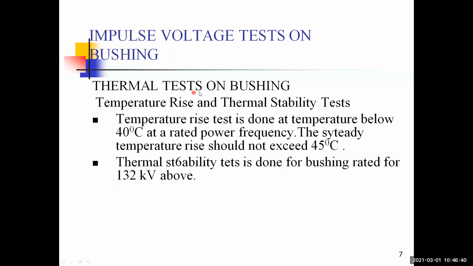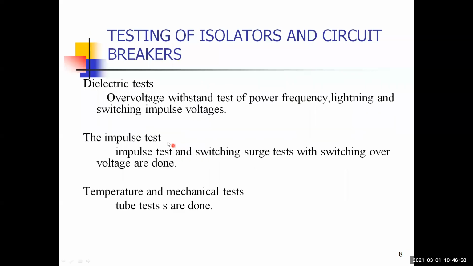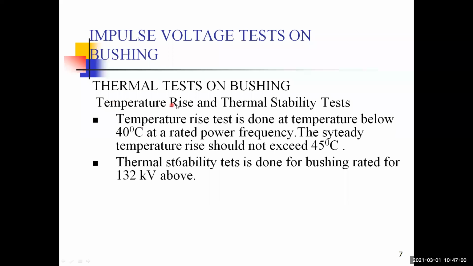And the thermal test is also one of the important factors. Thermal temperature test. In transformer bushings, the temperature increases when the transformer is operating at full load. So the transformer heat is dissipated to the atmosphere through the transformer oil level. So temperature rise and thermal stability test. So we have to check like this: temperature rise and thermal stability.